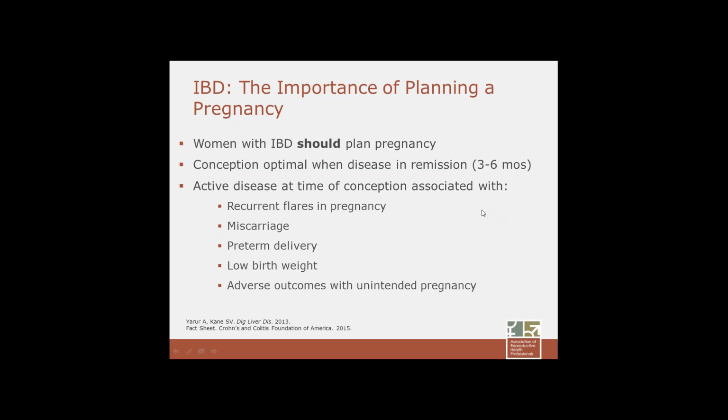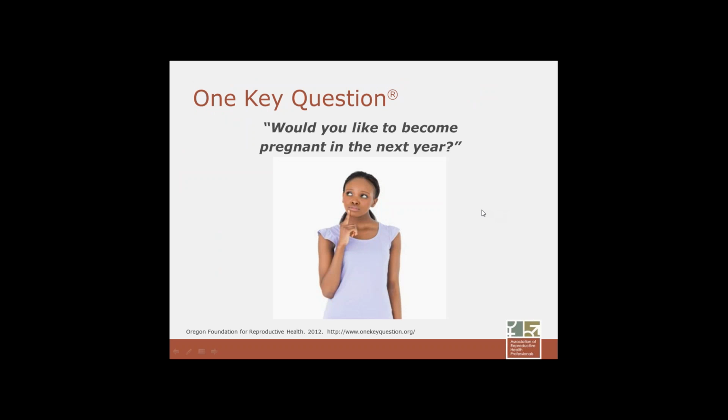Next slide. So the one key question is, would you like to become pregnant in the next year? And why is that so key? Because if a woman hasn't really thought about it and she has active disease, then it really is up to us to make sure that she understands that we need to get her disease under control before she actively tries to conceive, which means that we should be very proactive about her contraceptive counseling. So next slide.